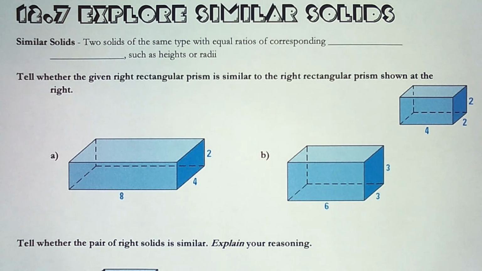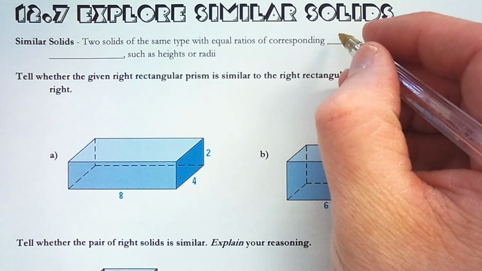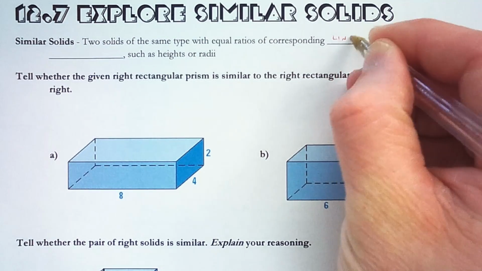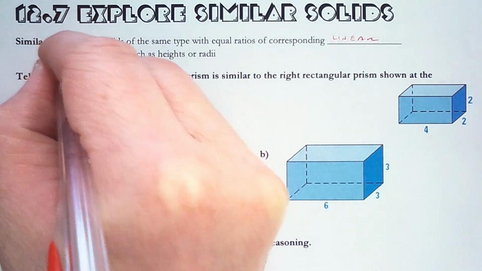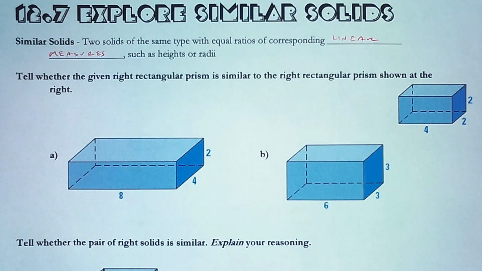Hey everybody, in this video we are going to talk about similar solids as well as the area ratio and volume ratio of similar solids. So similar solids are two solids of the same type, which would mean if one's a rectangular prism, the other has to be a rectangular prism, with equal ratios of corresponding linear measures. Measures such as heights or radii.